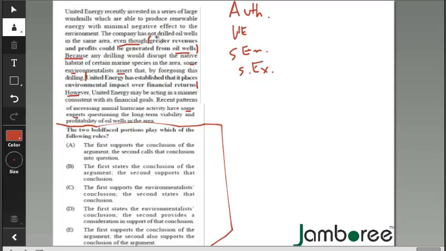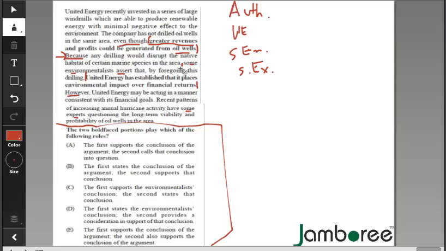Okay, so now what you need to understand is that only a portion of the sentence is boldface, not the entire sentence. Okay, now let's read further. "Because" gives a reason. So let's read further: because any drilling would disrupt the native habitat of certain marine species in the area.